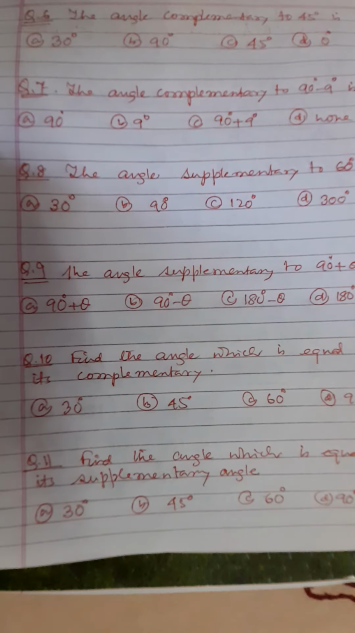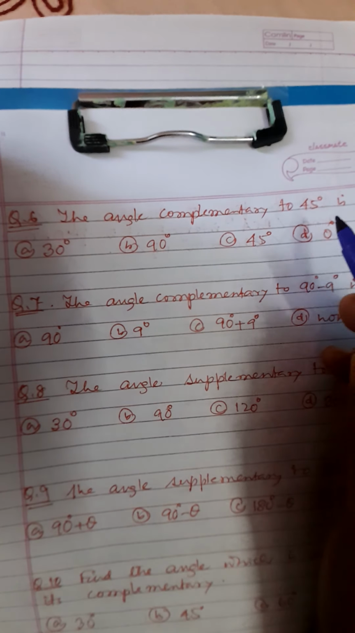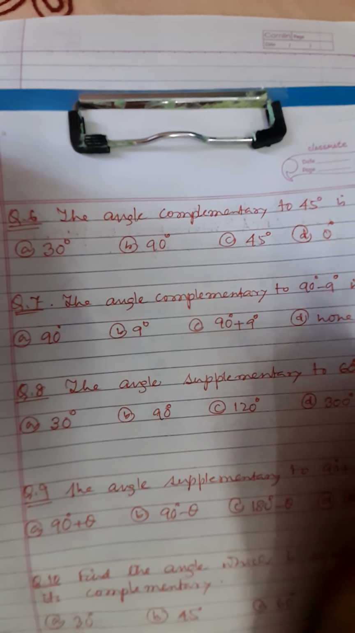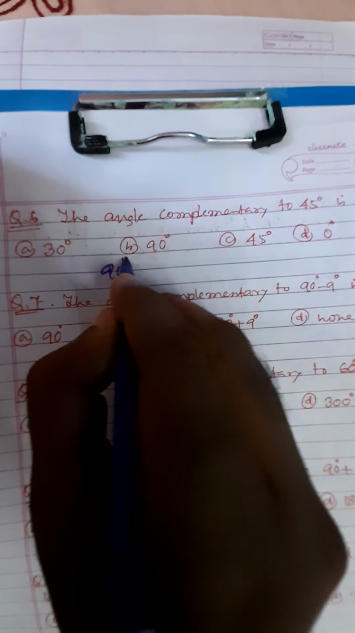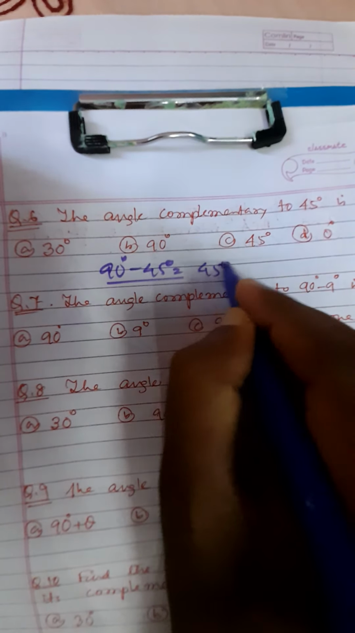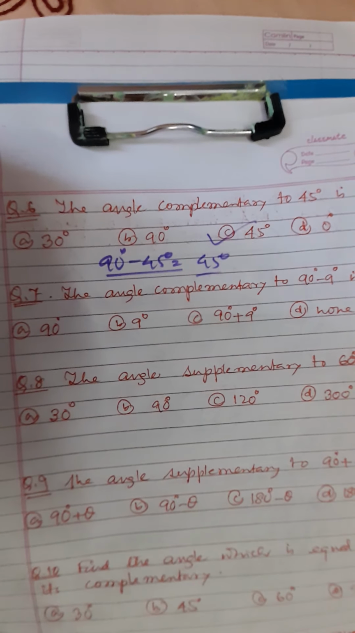See, what is the next question? The angle complementary to 45 degrees. That means the sum of the two angles is 90 degrees, which is called complementary. So 90 degrees minus 45 degrees, how much will we get? 45 degrees. The angle complementary to 45 degrees is 45 degrees. This is the correct option.